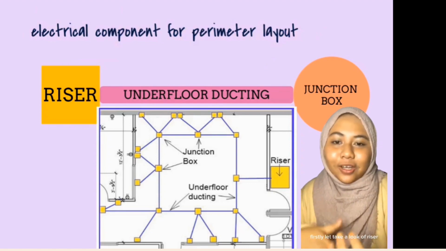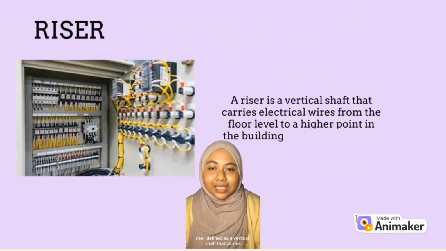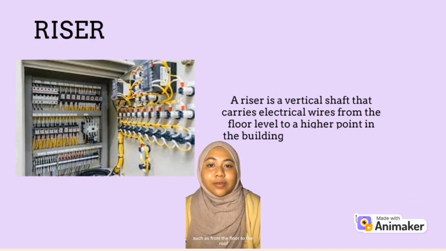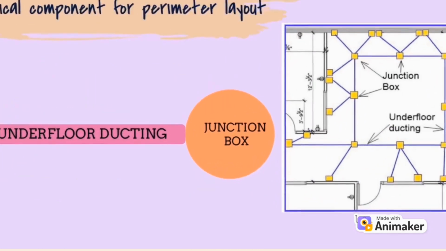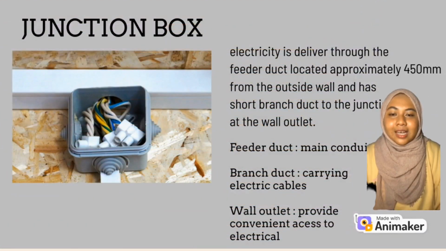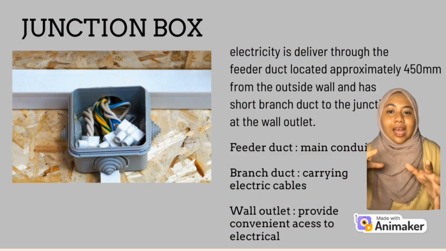Firstly, let's take a look at the riser. A riser is defined as a vertical shaft that carries electrical wires from the floor level to a higher point in the building, such as from the floor to the roof. Next is the junction box. A junction box is a device that connects multiple wires or cables together at different points.